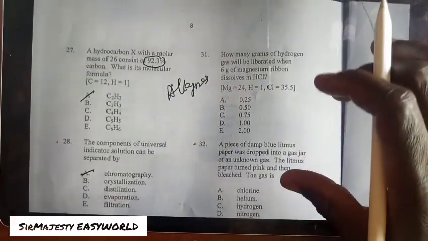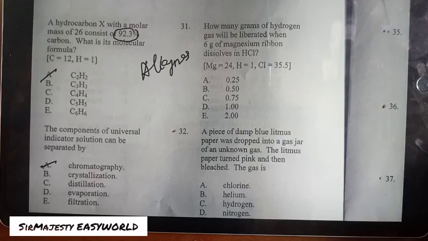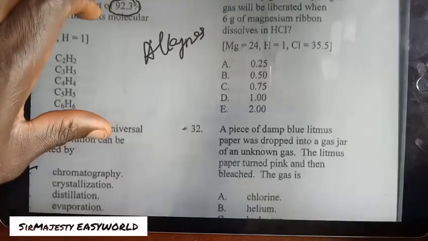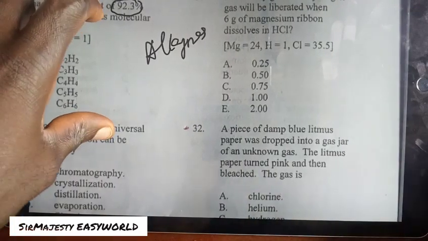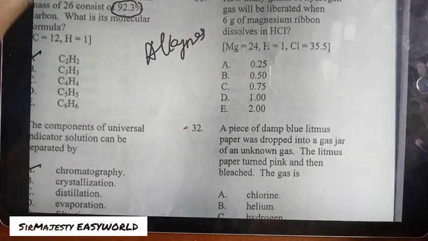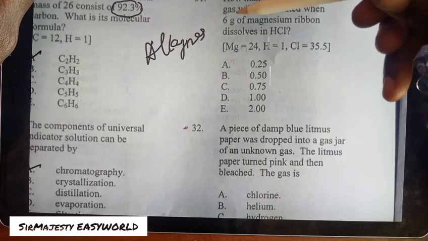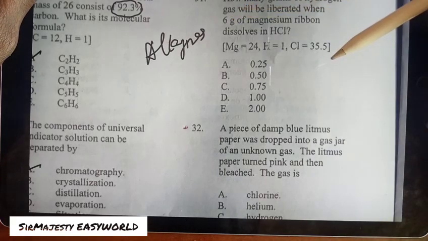Okay, we go to question 31. How many grams of hydrogen will be liberated when 6 grams of magnesium ribbon dissolves in HCl? Write the equation. Looking at this, I have the cheat. How many times will you divide 24 to get 6? You divide it by 4, which means you divide 2 by 4, which will give you half.